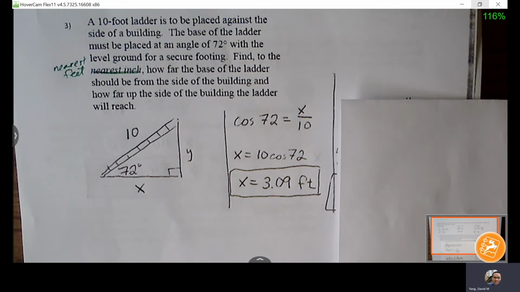So once I find one side, what option do I have to find the other side? Pythagorean theorem or trig? All right, so it's up to you. Once you have two sides of a right triangle, you can feel free to use Pythagorean theorem, but you can use sine to find the other value as well.